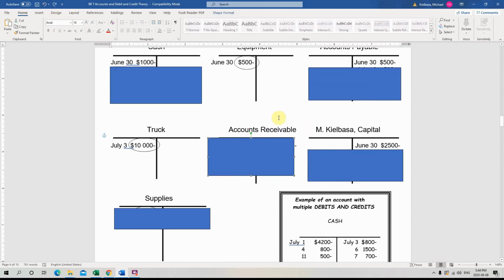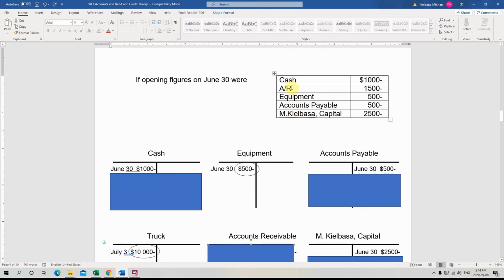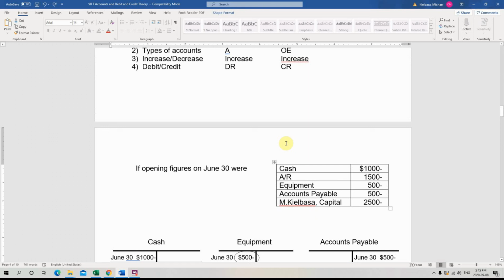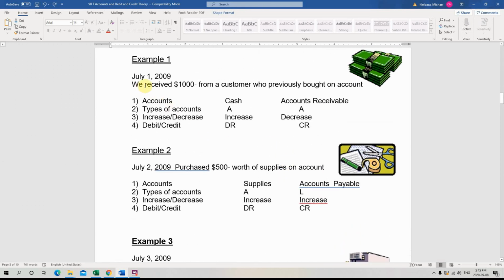Let's leave that the way it is. All right. So again, you're going to put the opening balance for accounts receivable on the debit side, for equipment on the debit side, accounts payable, it goes on the credit side, and for capital, it goes on the credit side. Now, what we're going to do is we're going to go back and we're going to read this transaction. So what happened? We received $1,000 from a customer who bought on account.